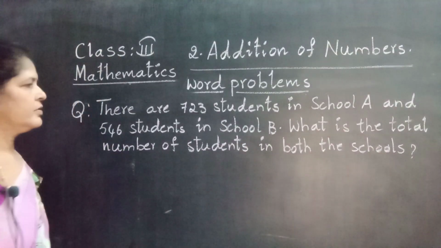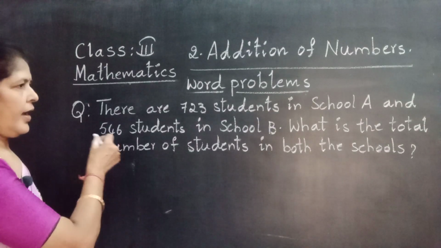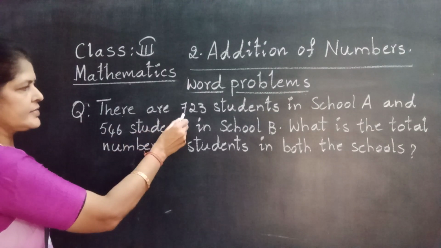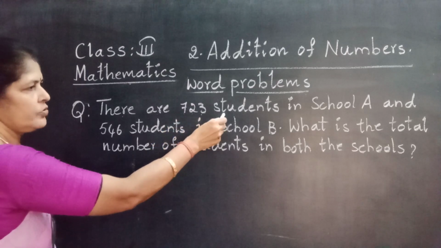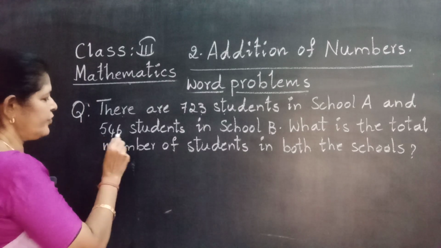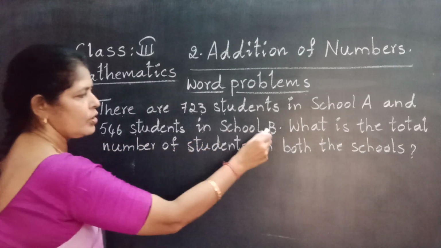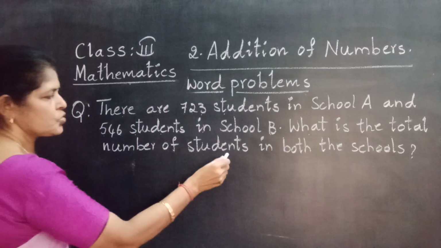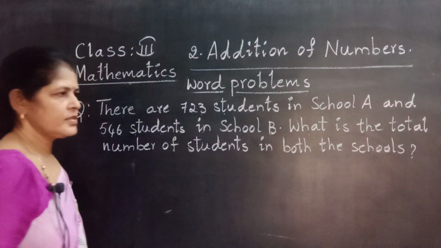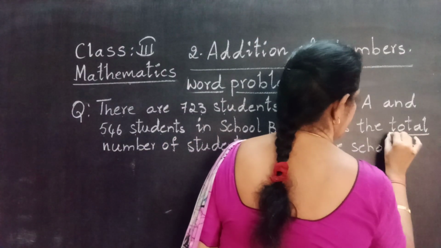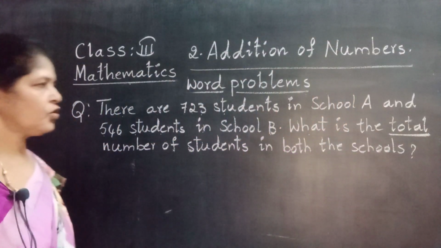Come on, children. Look at the board. I am going to read the question. You observe. There are 723 students in school A and 546 students in school B. What is the total number of students in both the schools? What is the addition word? Total. Underline that. That means we find the total.